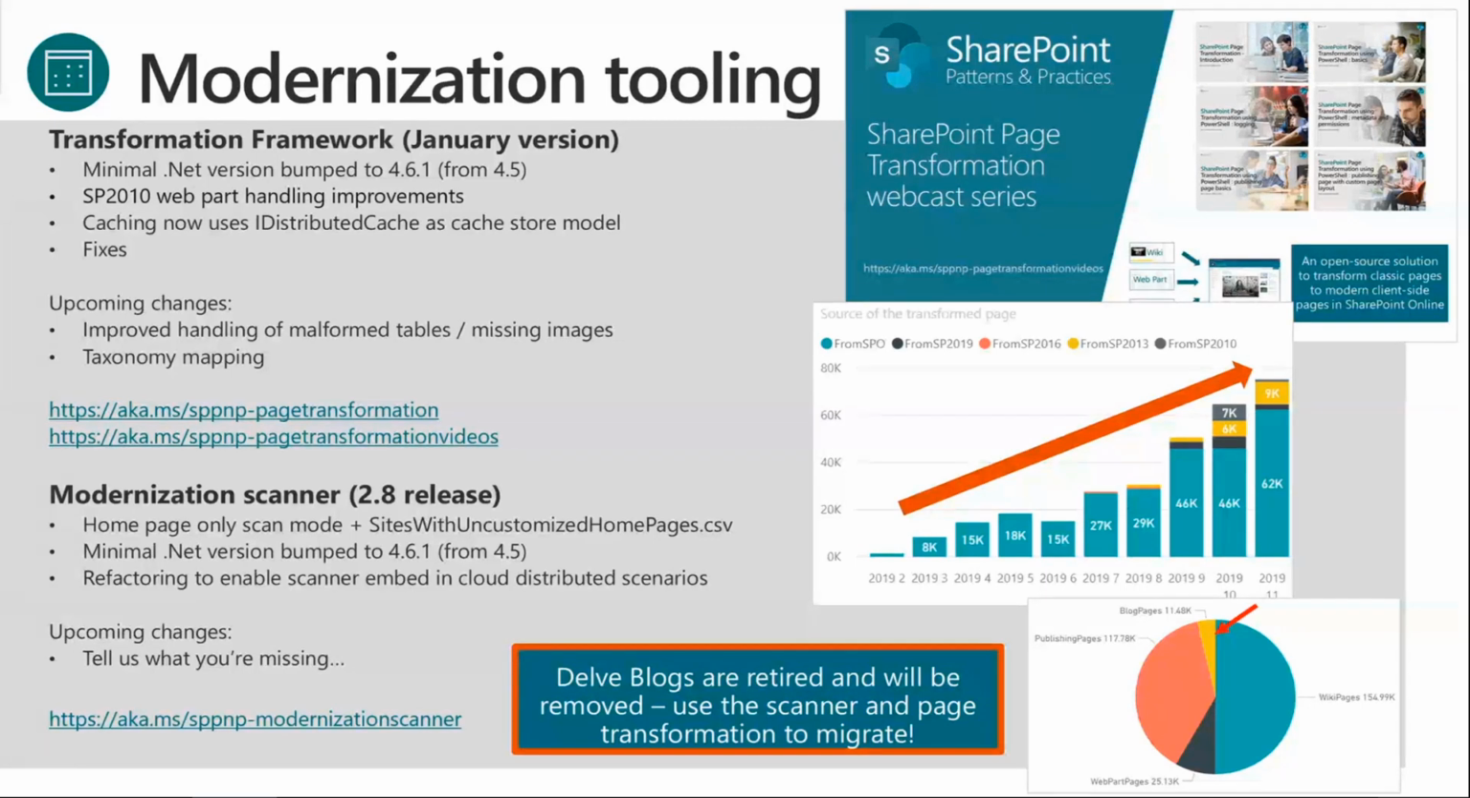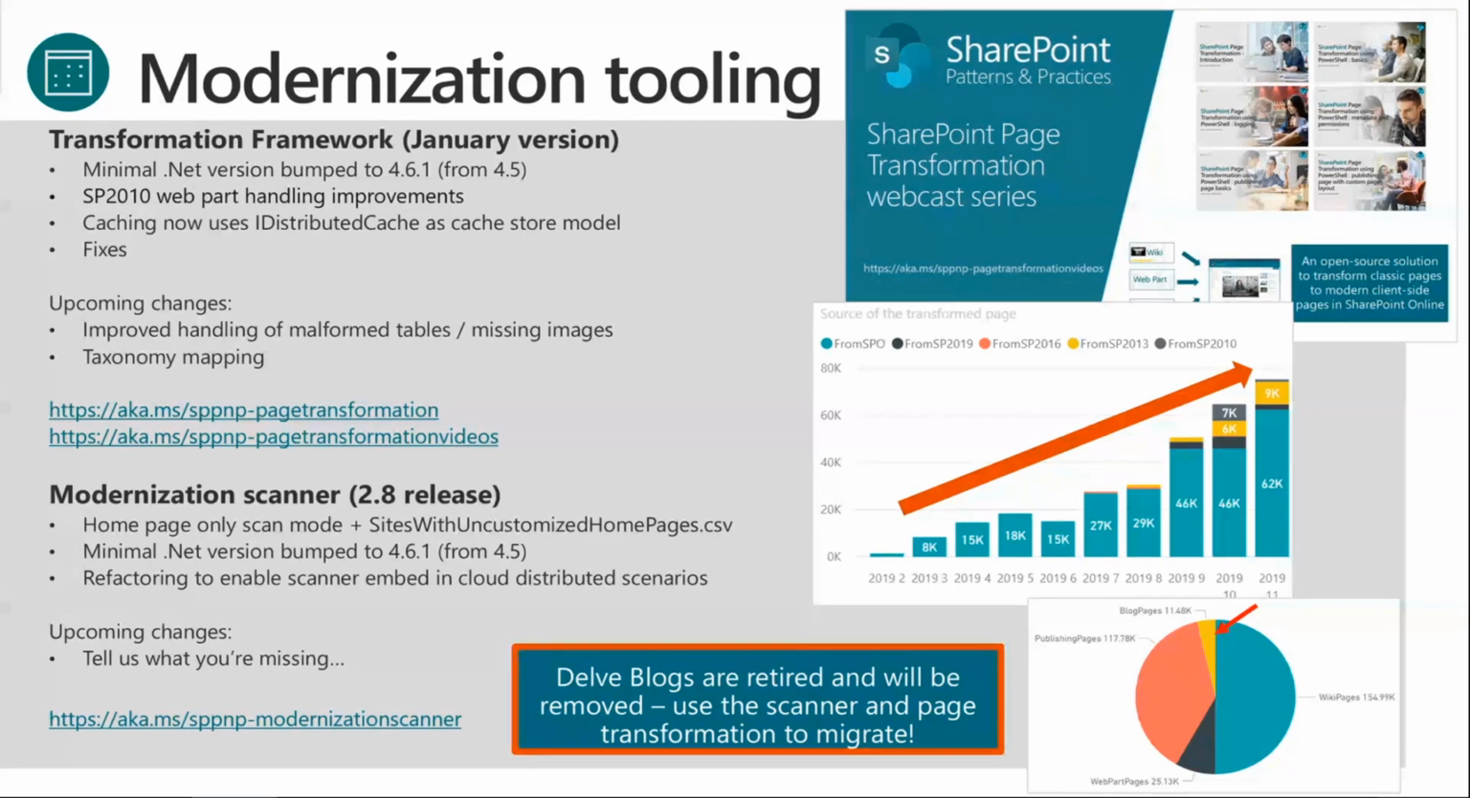What's coming next for the transformation framework, for page transformation more specifically, is some improvements in table handling and image handling, especially when tables are malformed or when images are not on the source anymore but are still referenced on the page.